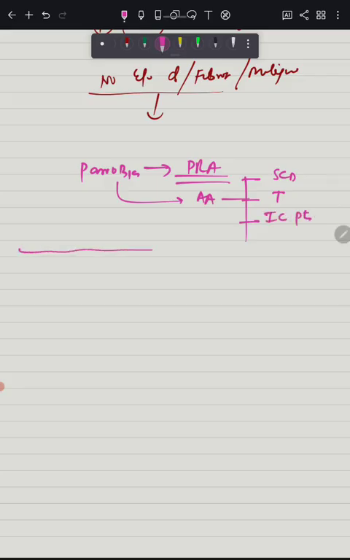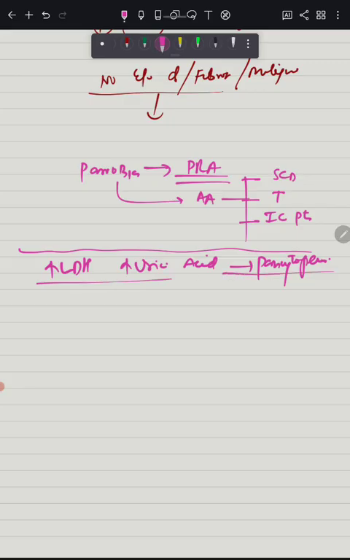Now there is a concept of increased LDH and increased uric acid in pancytopenia. It is not seen everywhere. You will never see this in aplastic anemia, but you can see it in leukemia, for example, acute leukemia, and you can see it in lymphoma, for example, high-grade lymphoma, and you can see it in MDS, and in megaloblastic anemia.